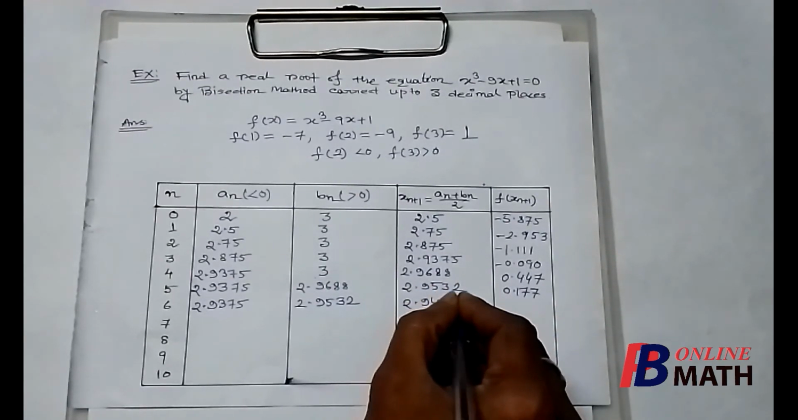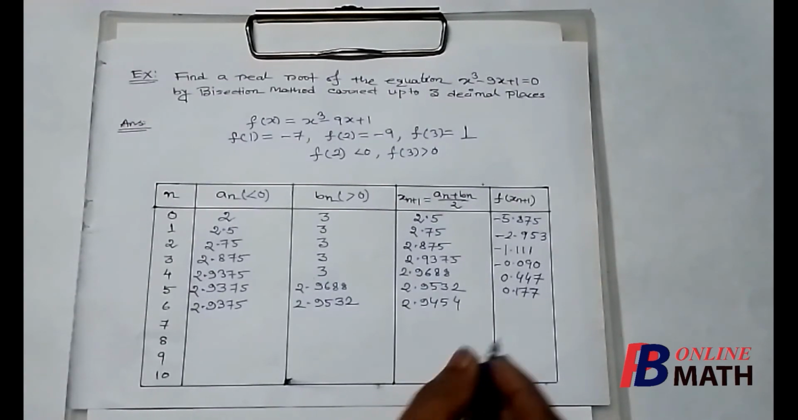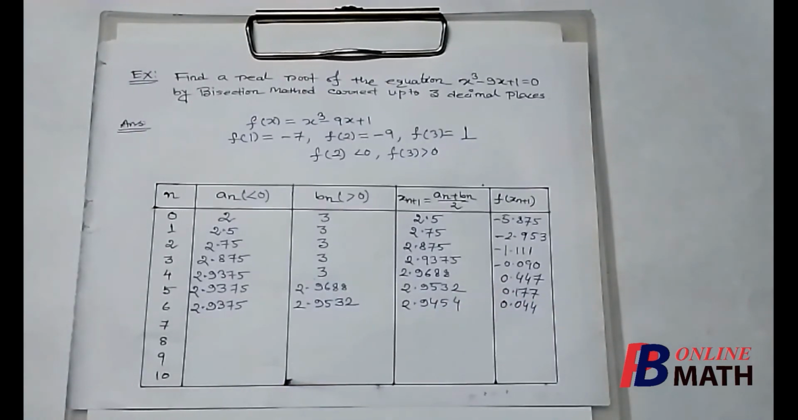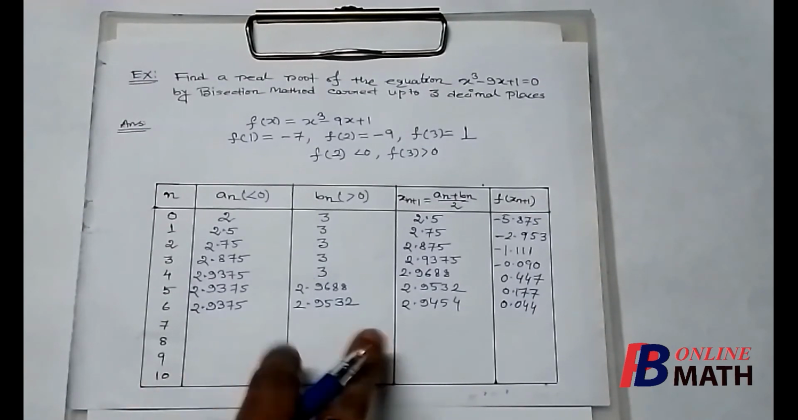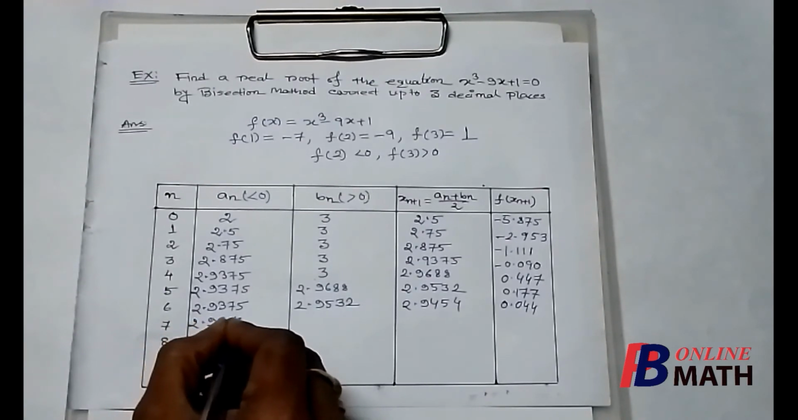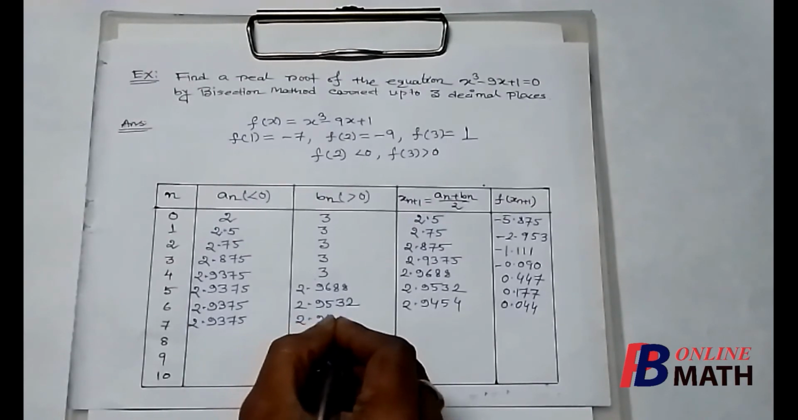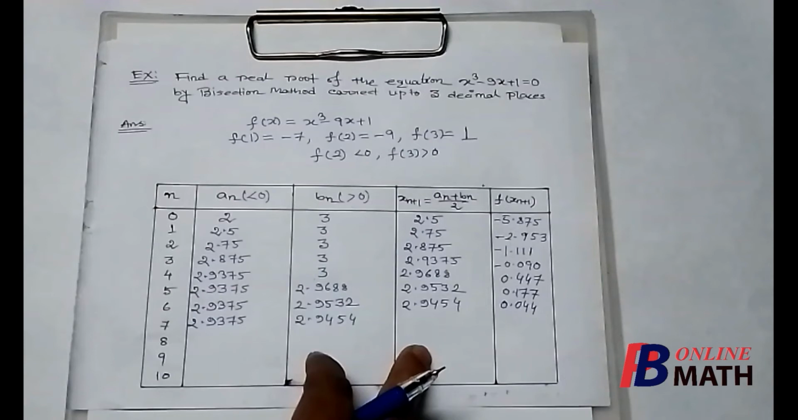If we compute the average, then it will be 2.9454. So this is our average, and if we find the functional value, then it will be 0.044, which is again positive. So in the next step, the next interval will be between 2.9375 and 2.9454, and the average will be 2.9414.